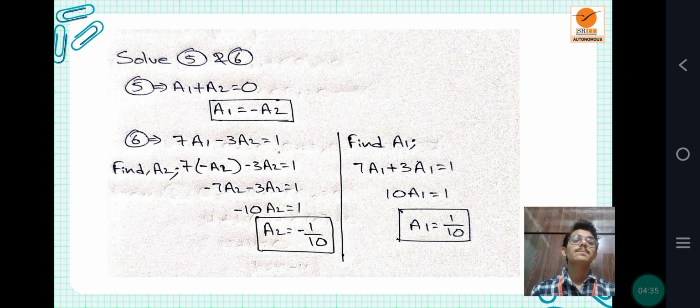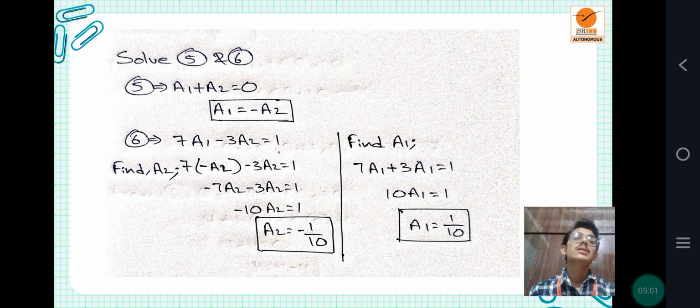From equation 6, 7a1 - 3a2 = 1. To find a1 and a2, substituting a1 = -a2 gives 7(-a2) - 3a2 = 1, so we get the a2 value. Here a2 is -1/10. In the same way we find a1 also. Here a1 is 1/10.